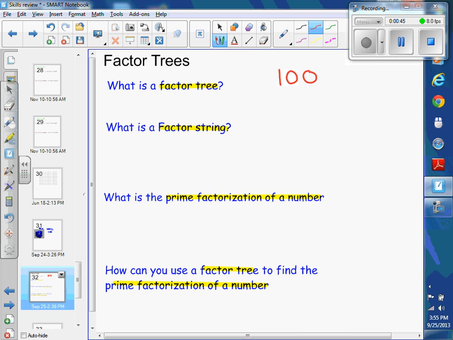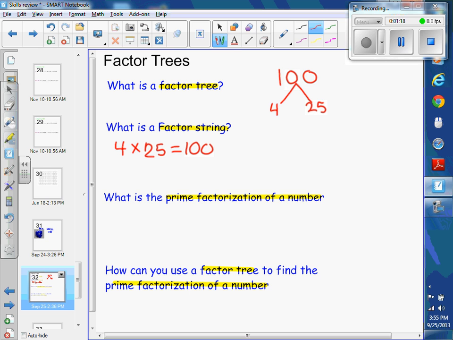A factor tree is just a tool that shows a way to multiply numbers to get a given number. For example, one way to get 100 is 4 times 25. So that's what we would call a small factor tree. From that factor tree, we get a factor string. And the factor string is 4 times 25 equals 100.